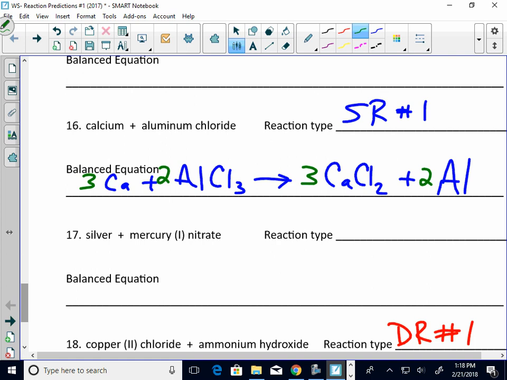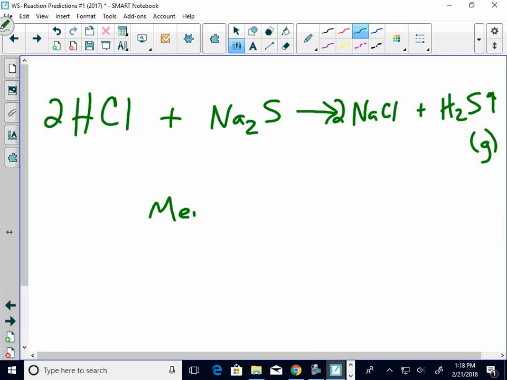17 is silver plus mercury 1 nitrate. Now, mercury 1 nitrate is a funny one. Silver is Ag. Now, mercury 1 is Hg2 2 plus. You just got to memorize that. If you don't believe me, look at your ion sheet. So, let me switch to my other page. Here is mercury 1 nitrate. I believe that's what I was dealing with, right?